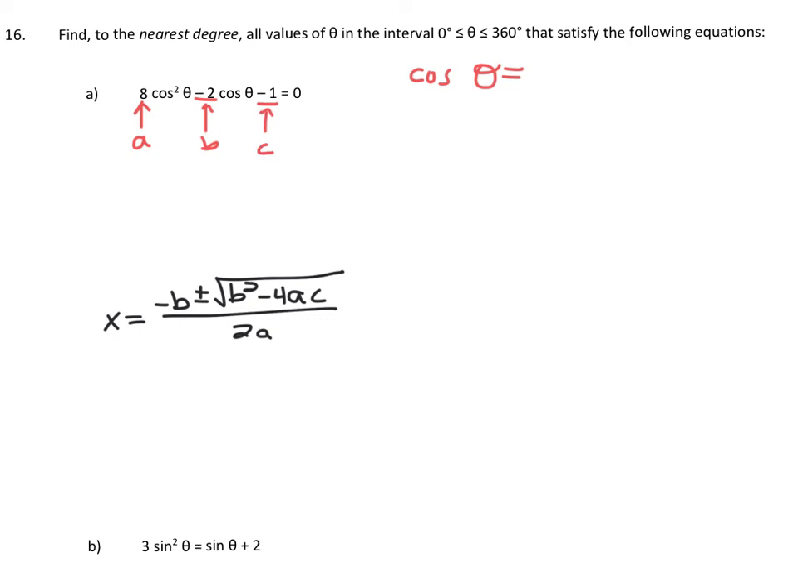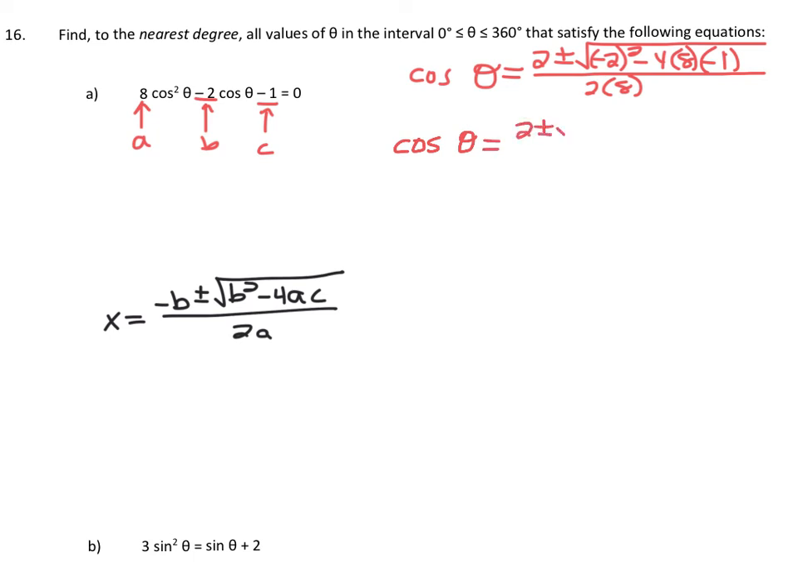Okay, so we have cosine of theta equals negative b. So -2 would be +2, plus or minus the square root of b squared, so -2 in parentheses squared. If you just want to write 4 instead, that's fine. Minus 4 times a, which is 8, times c, which is -1. And that whole thing has to be over 2 times a, so 2 times 8. All right, so let's rewrite cosine theta equals 2 plus or minus.